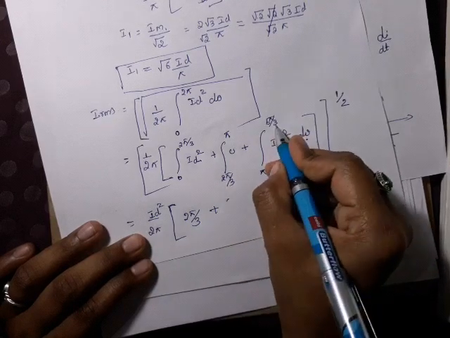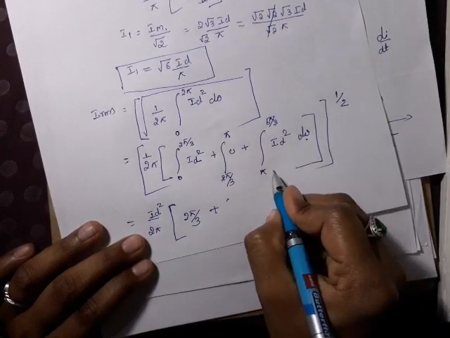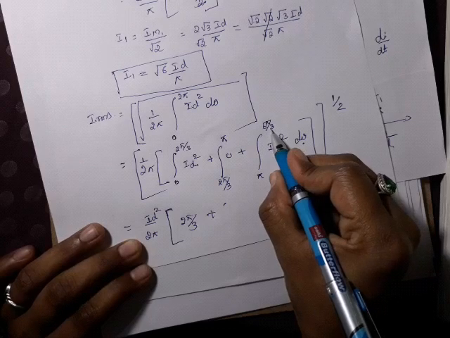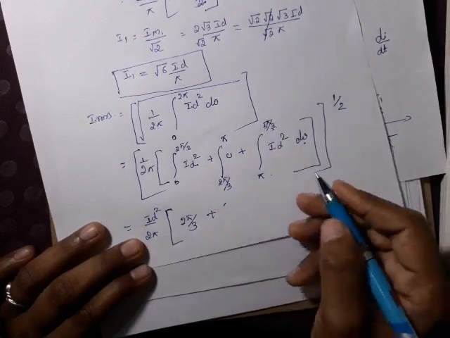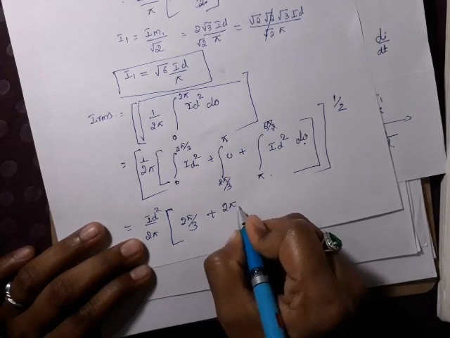So we have 5 pi by 3 minus pi. 5 pi by 3 is nothing but 300. 300 minus 180, it is 120. So 2 pi by 3.